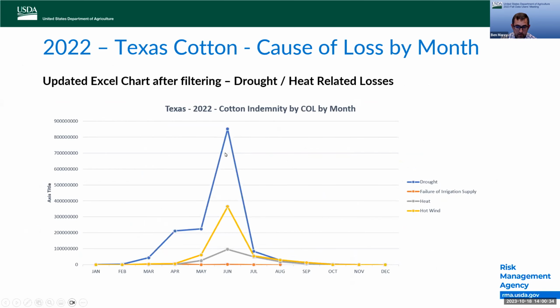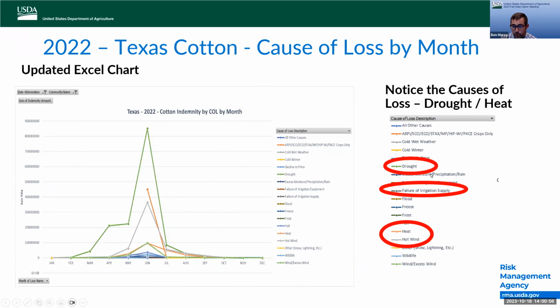This is really looking at those drought or heat related losses that are out there. So it shows the drought, hot wind, heat, and then failure of irrigation supply. This allows you to customize and fit to what situations make the most sense. Another common thing, I'll take a quick step back here, that we see is excess moisture, precipitation, and rain, along with flood. So these may be related, but different in how they occur.